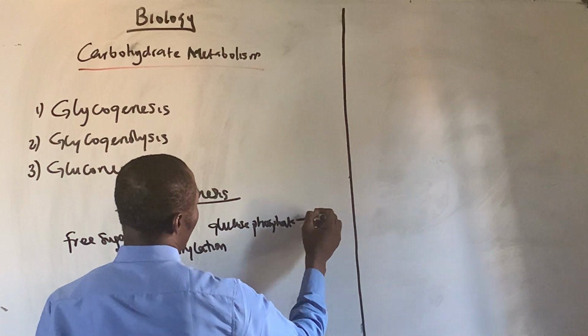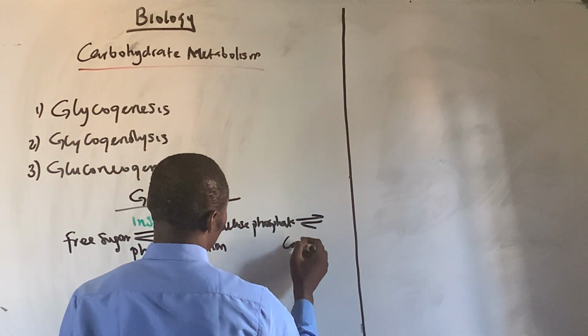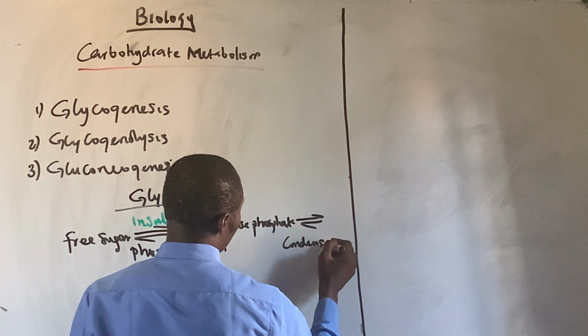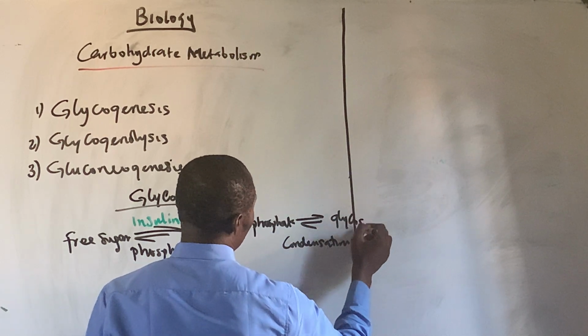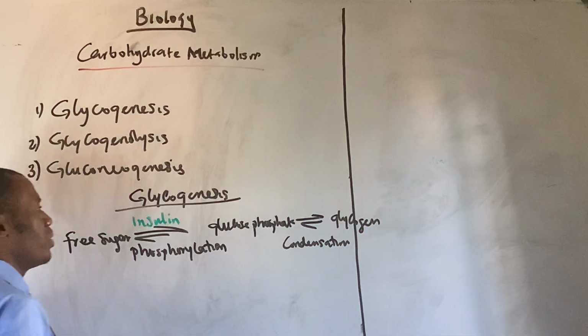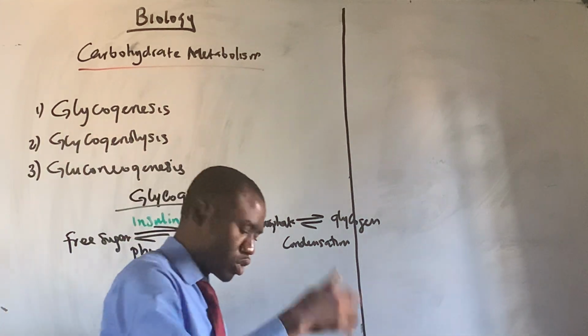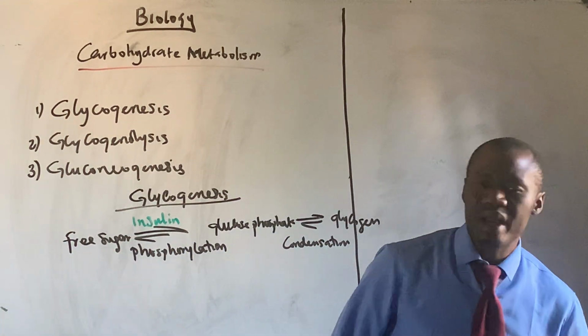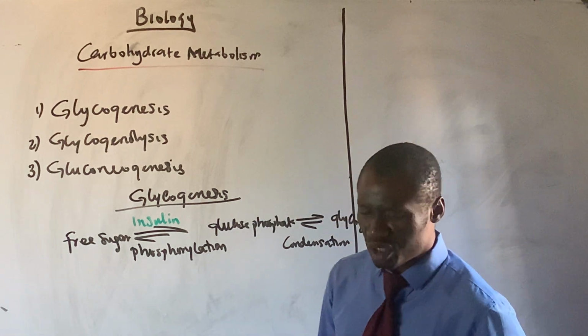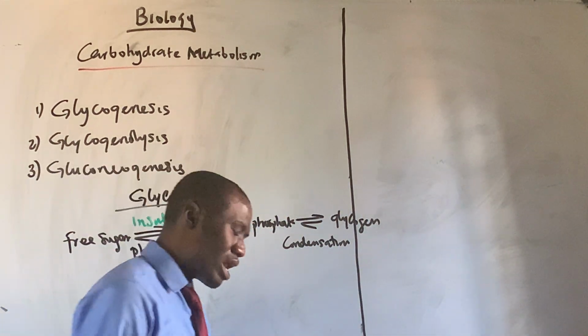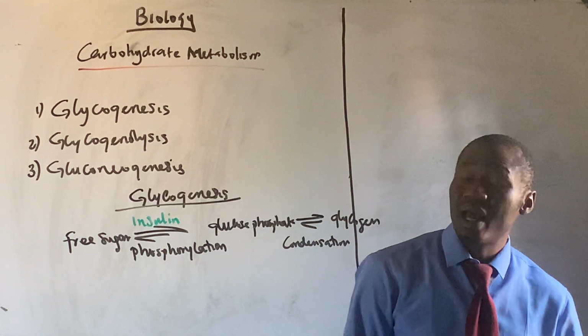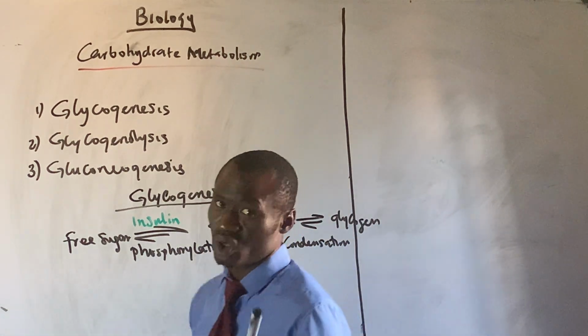This insulin converts the free sugar to glucose phosphate, which now undergoes condensation to form glycogen. So that's what is actually happening in glycogenesis. Glucose is acted upon by insulin, and through the process of phosphorylation, it is converted to glucose phosphate, and furthermore undergoes condensation and is then converted to glycogen stored in the liver.